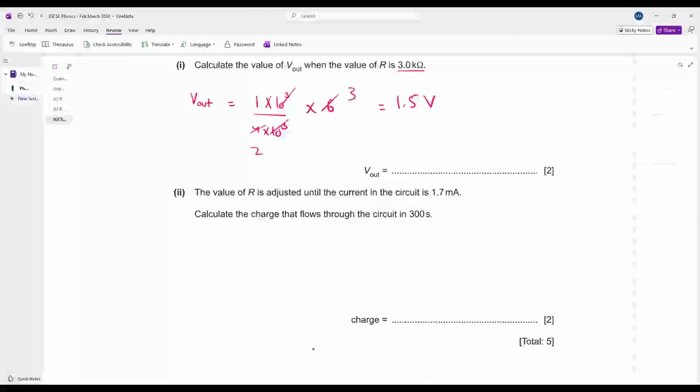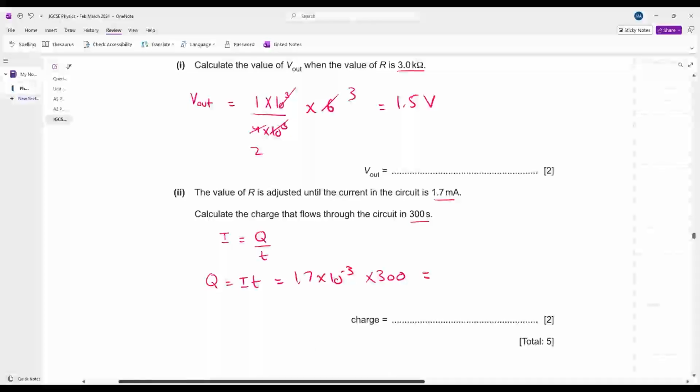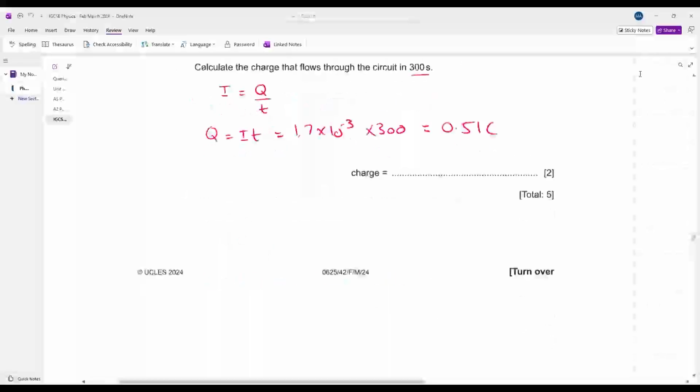The value of R is adjusted until the current is this. Calculate the charge which flows in 300 seconds. How will we find it? Current is equal to charge over time. You have to calculate charge. Charge is equal to current into time. What is the value of current? 1.7 into 10 to the power of minus 3. Time is 300. Can you calculate the charge? 0.51 coulomb. Simple as that.